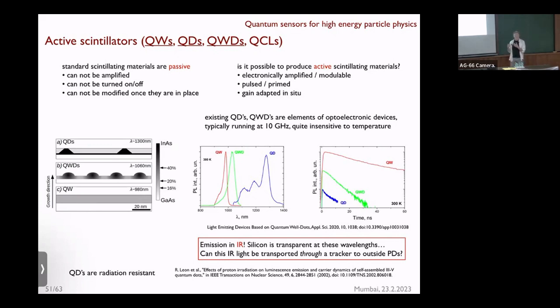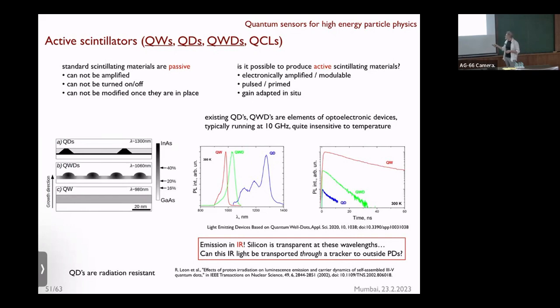Now, this could be a drawback because our optics are currently built to detect visible light. But it's interesting to note that silicon is transparent at these wavelengths. It's completely transparent. This is where the whole telecommunications industry is working. The fibers, the glass fibers, actually work in the far infrared. So one could think of even transporting scintillating light through a silicon-based tracker to further outside photodetectors.